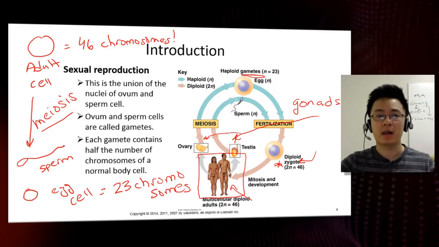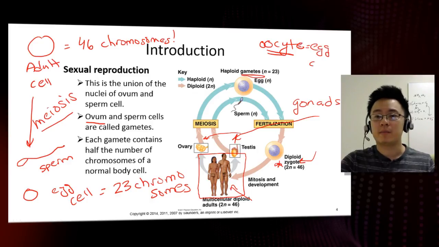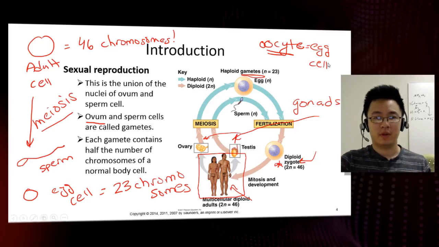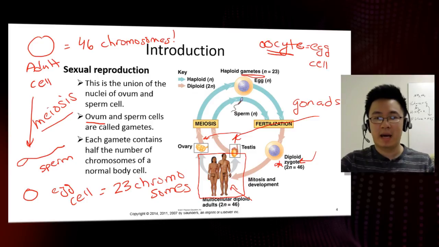Now, the egg cell is known as the ovum. You might even hear it being called the oocyte. This here is the egg cell. These egg cells or sperm cells are known as gametes, and each of those gametes contains half the number of chromosomes compared to that of the normal body.